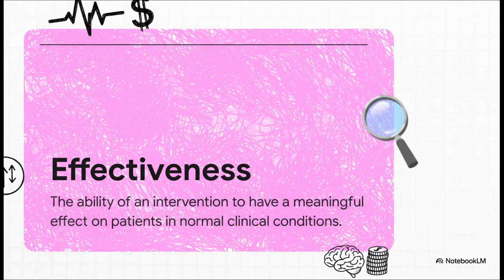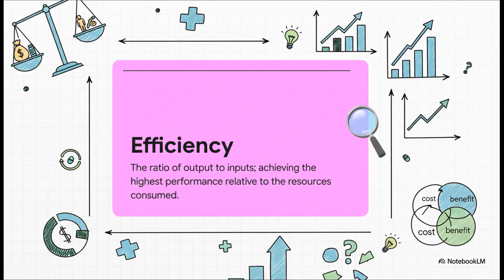Effectiveness, on the other hand, is the real test. It gets at the crucial question, does this thing actually work in the messy, complicated real world, where patients might have other conditions or maybe don't follow instructions perfectly? This is all about performance in practice. And finally, efficiency. This is where the money comes in. It asks the ultimate question: are we getting the best possible results for the resources, the time, the money, the staff that we're putting in?